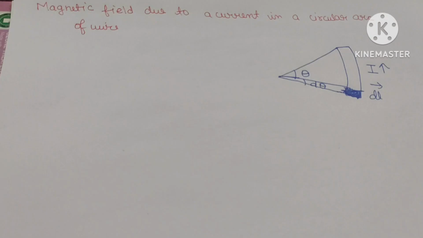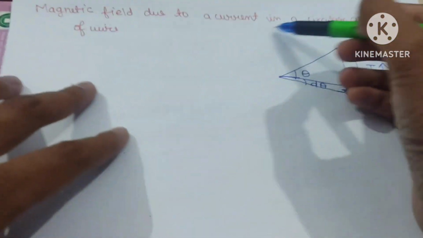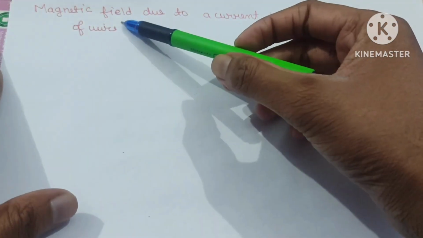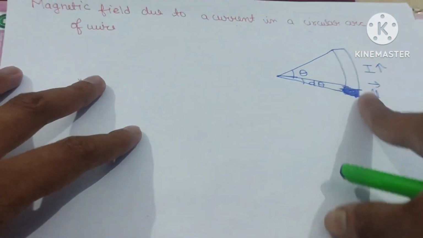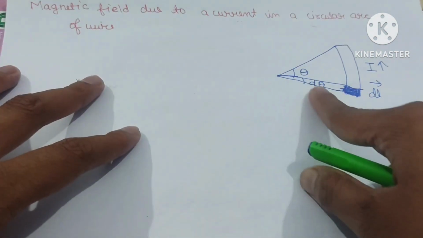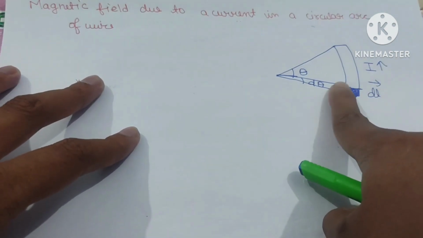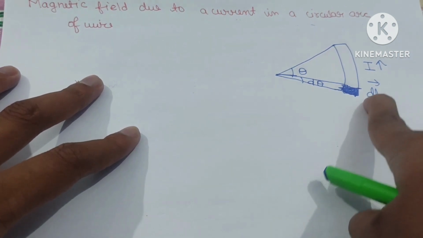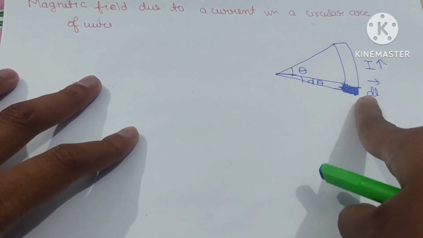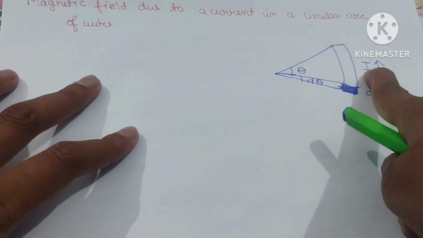Hello friends, today we'll learn the magnetic field due to a current in a circular arc of wire. So this is a circular wire. This is theta and this is the elementary d theta. If we cut a part of the circular arc, it will be dl, an elementary displacement or elementary distance, whatever you can say, and I is the current flowing.